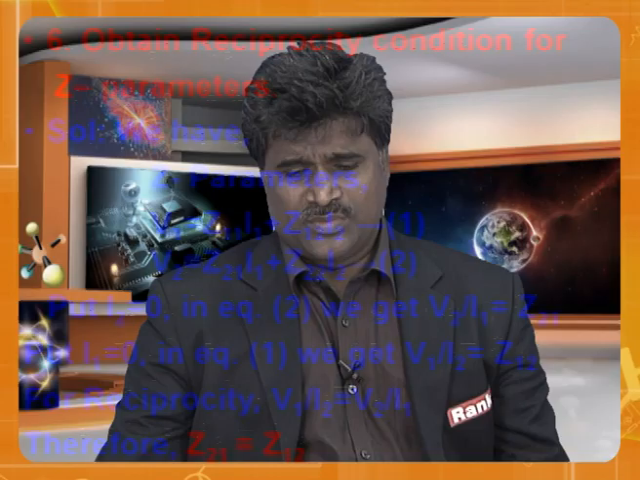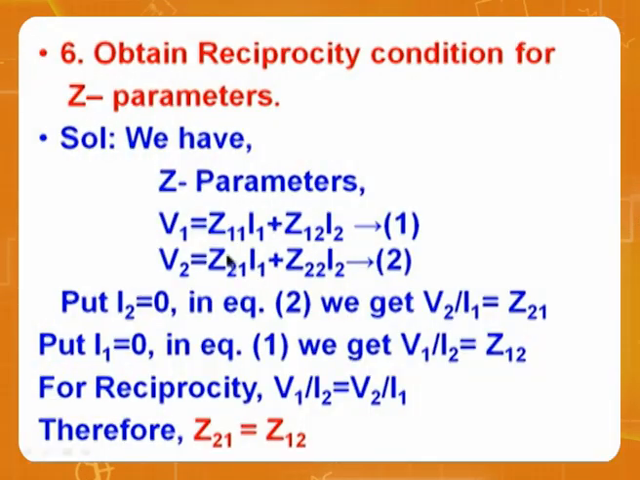What is V1 by I2? Z12. Put I1 = 0, when you put I1 = 0, this will come. When you put I2 = 0, Z21. So we get Z12 and Z21, and they are equal. That's why Z12 equal to Z21 is called the condition for reciprocity. In fact, the procedure is developed upon that only. That is for Z parameters.